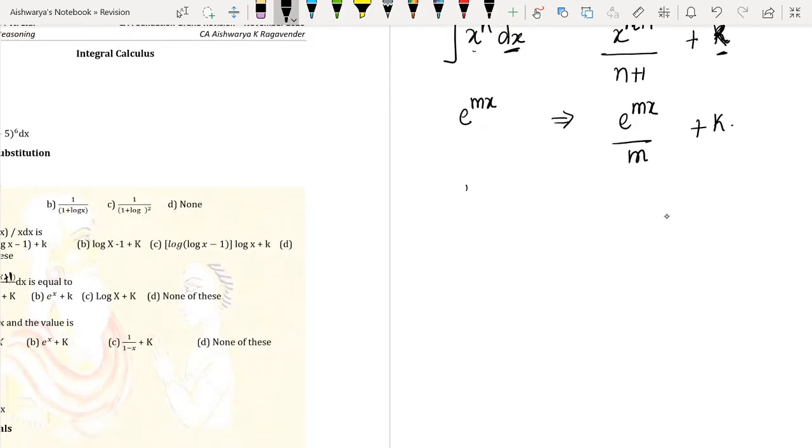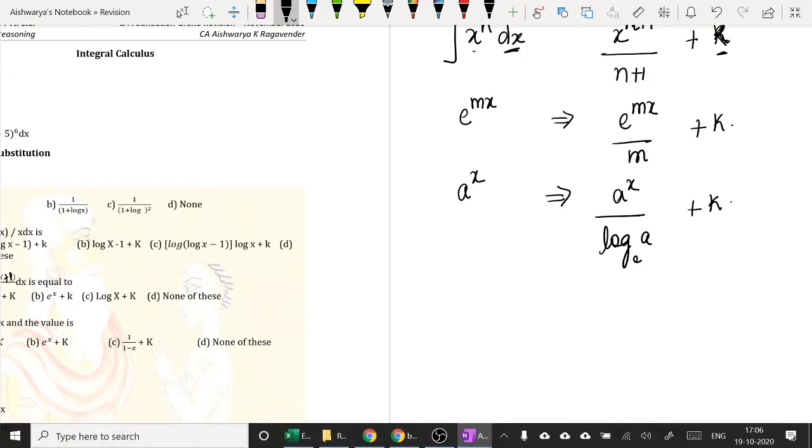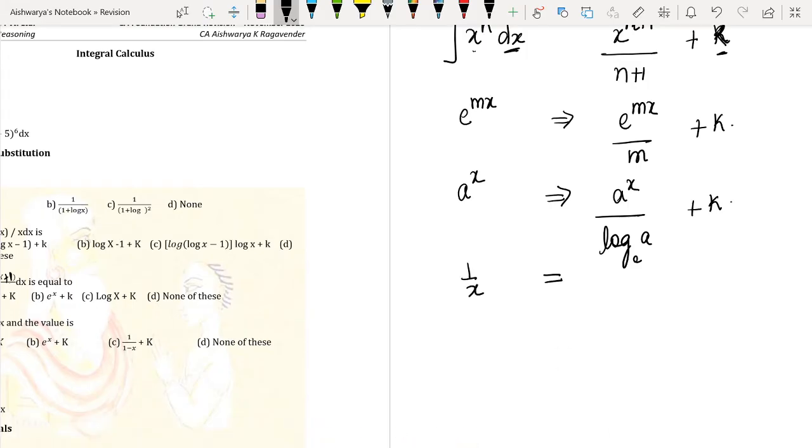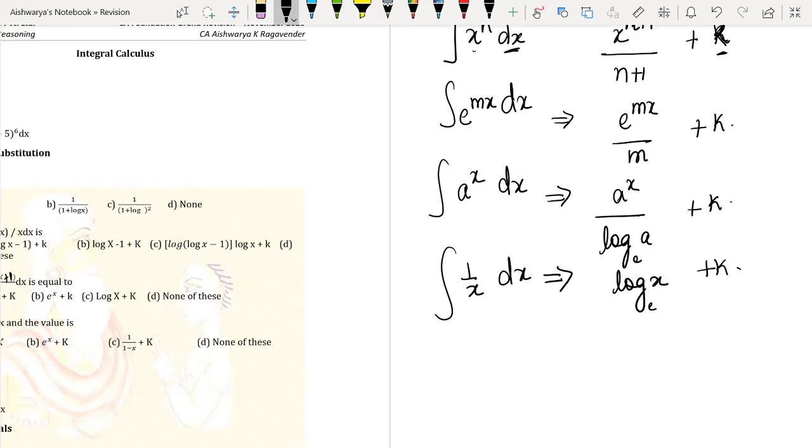Okay, next when we are integrating a power x, it will be a power x divided by log a base e. So it will all be divided. Okay, now when you integrate 1 upon x it will be log x, because log x differentiation is 1 upon x. So when you integrate it, you will get the other way around. Everywhere you should put the integral symbol. Okay, it is just understood with a dx. Dx means integrating with respect to x.